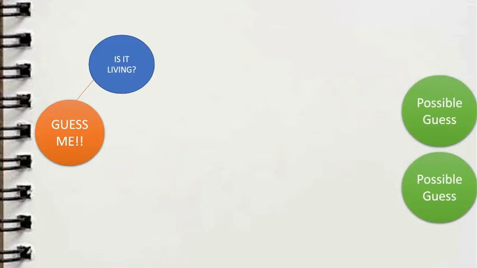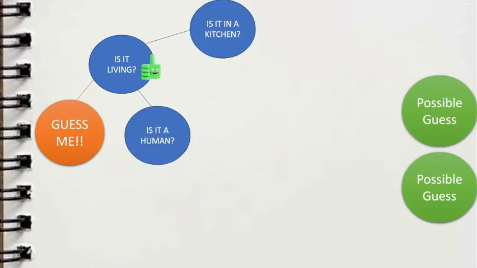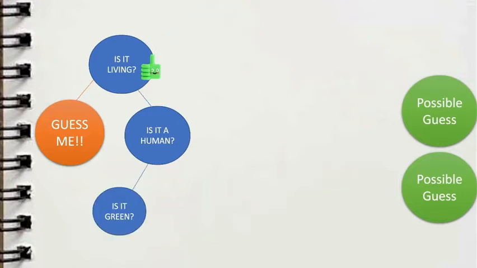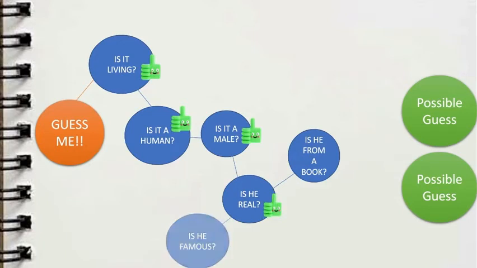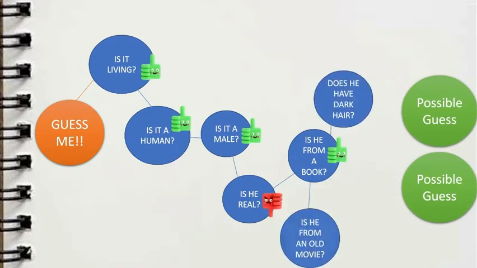Is it living? Yes, it is. Okay, so now you'll ask, is it a human? Because that has become more important than a question like, is it in a kitchen? I say yes again, and you continue to ask questions you think have a bigger influence on your guess, while ruling out other questions that you think don't have as much weight. Every time I say yes or no, it strengthens your connections and your confidence in your final answer.